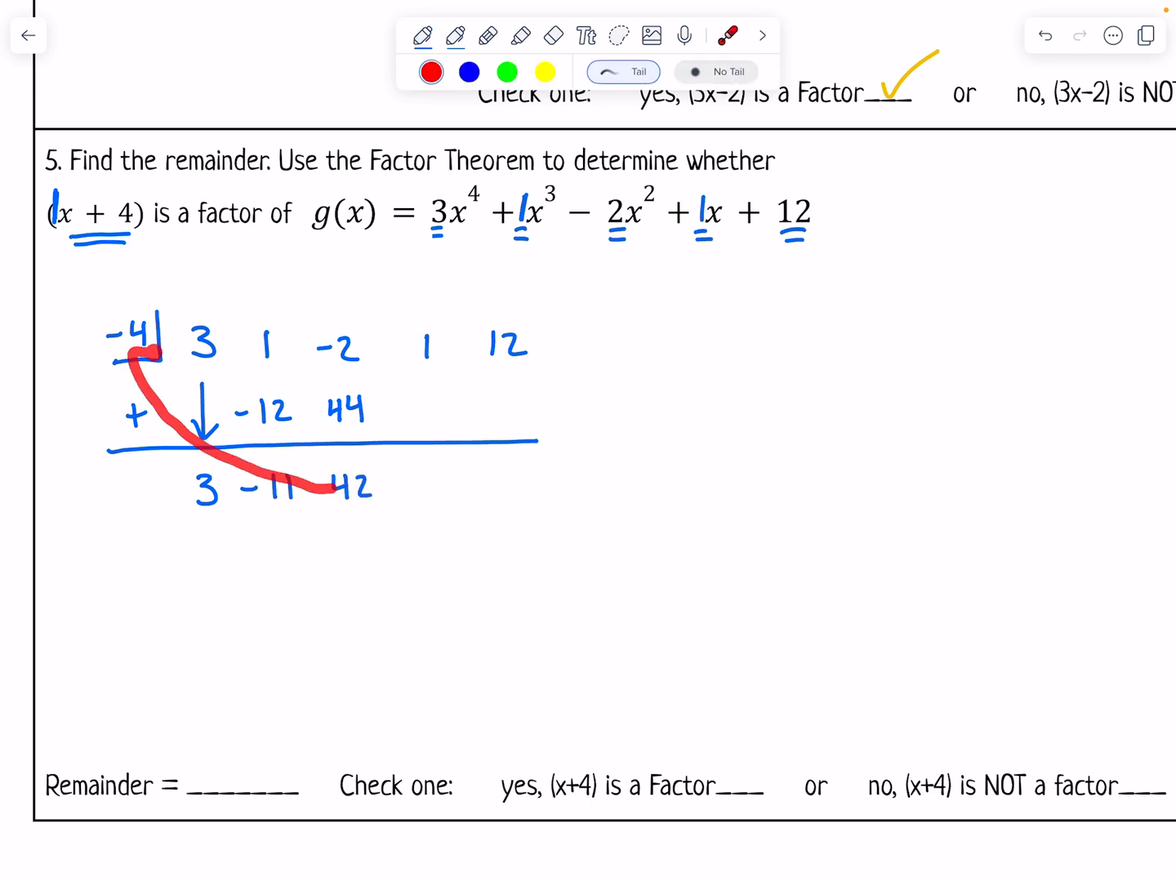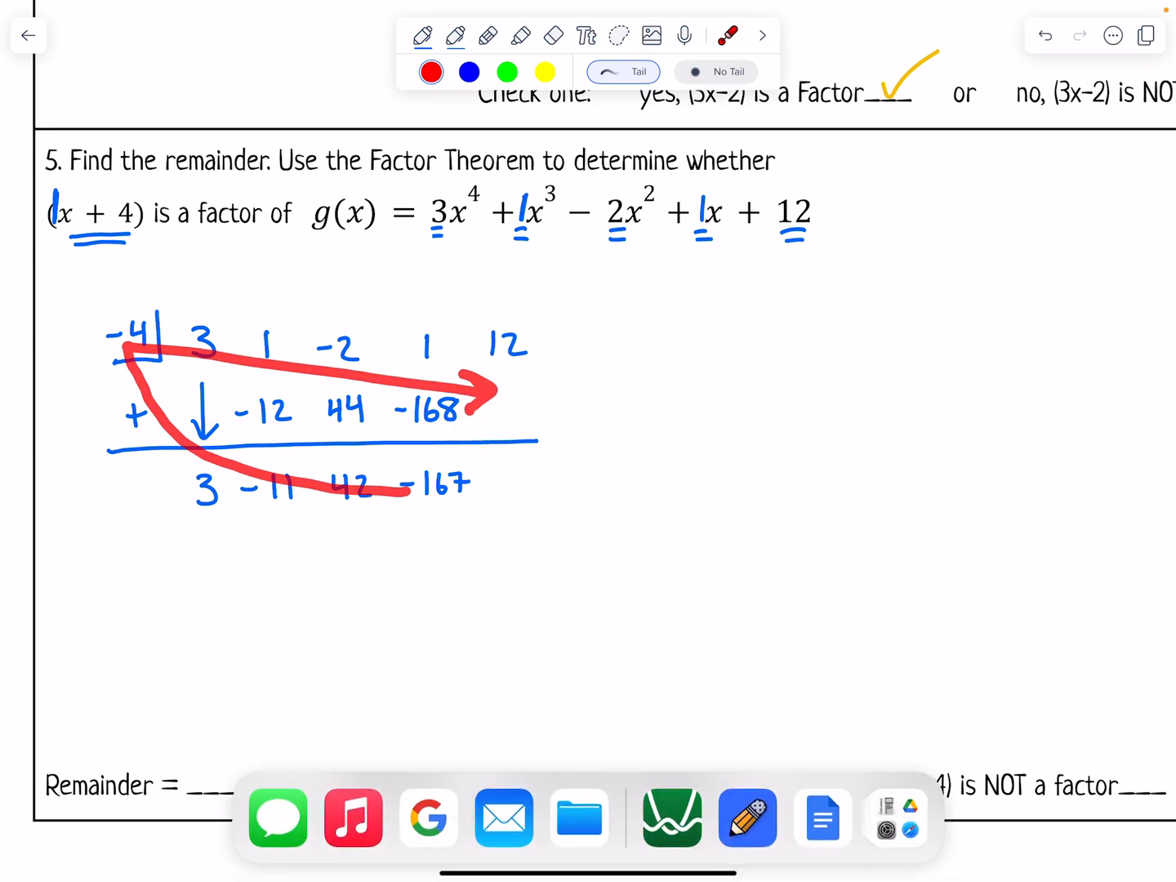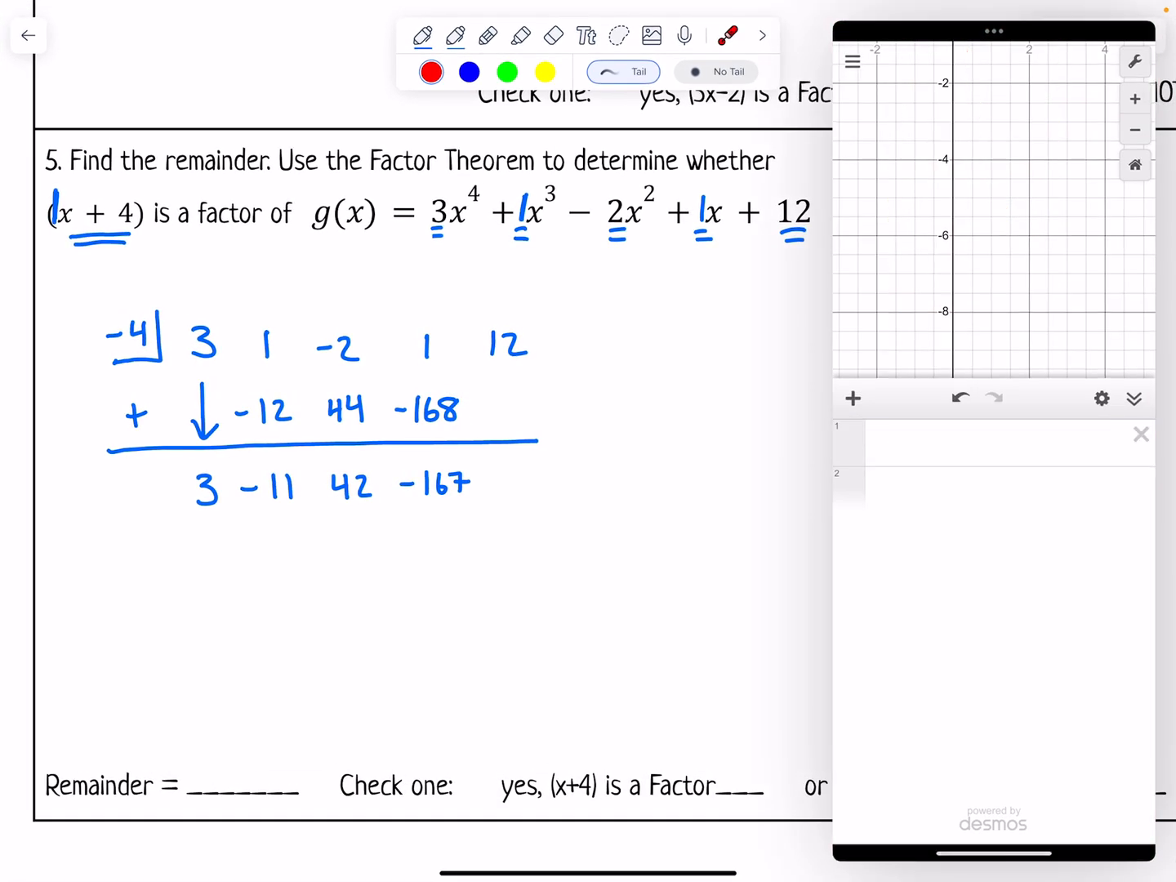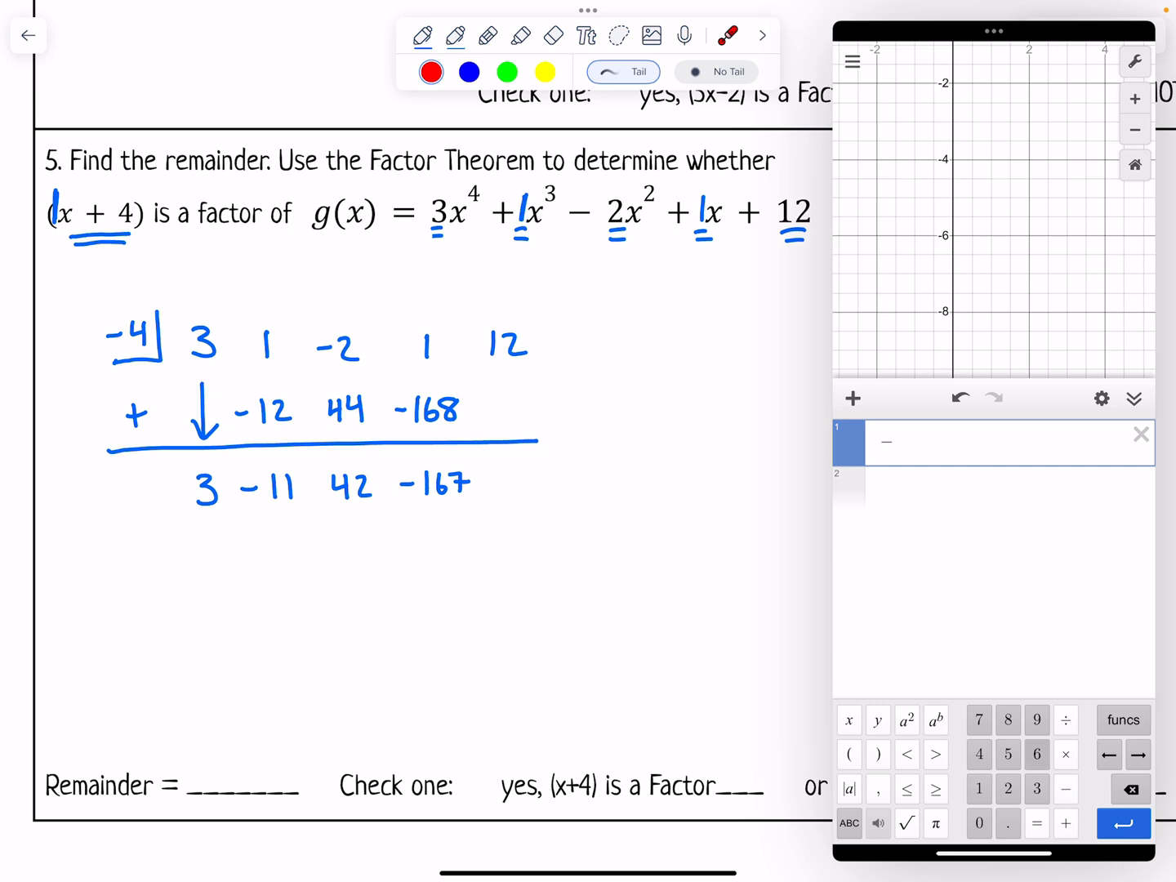Then 42 times negative 4 needs to go underneath the negative 1. So I would have negative 4 times 42 would be negative 168. Then I add 1 plus negative 168 and I get negative 167. Then negative 167 times negative 4 is going to go underneath the 12. I'm just going to grab my calculator to make that a little quicker. So let's say negative 167 times negative 4 is 668.